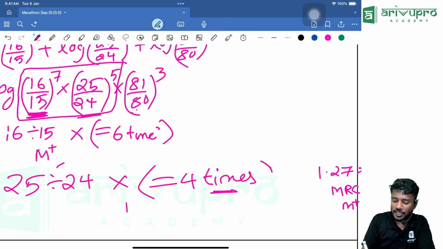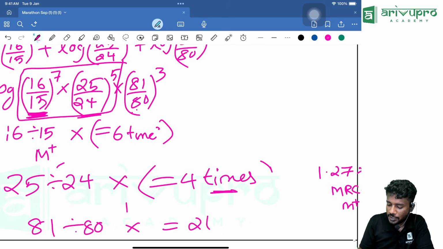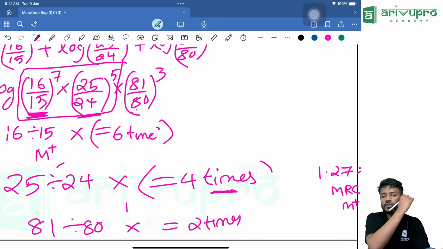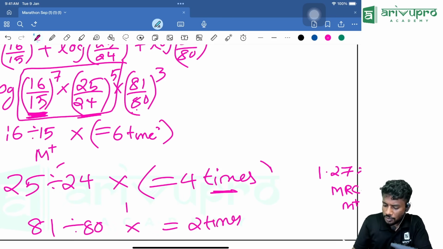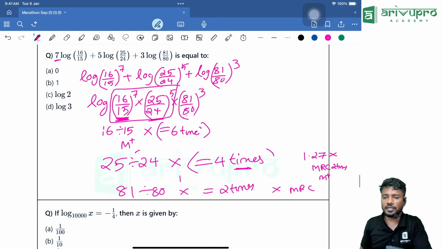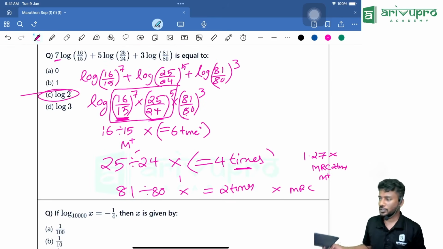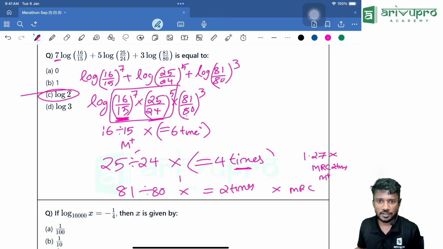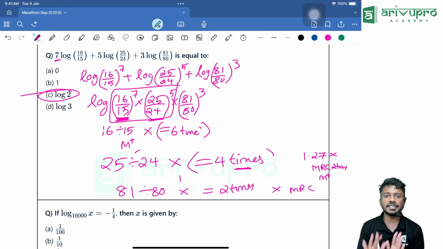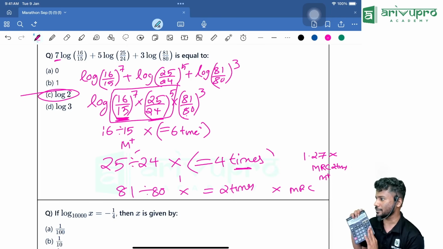Now what is remaining? You will find 81 divided by 80, then press equal to 2 times. Then what are we going to do now? Multiply it with MRC. That's your answer. How much are you getting? 2. So log of 2 is your answer. That's your method. This is the easiest method using the calculator. If you know any other method, you can tell me and we can follow that.